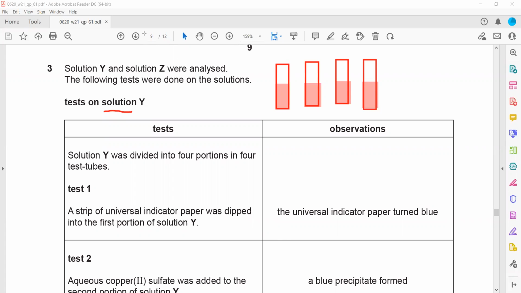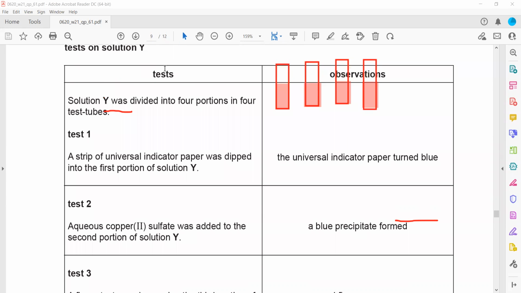The first one, what we did, a strip of universal indicator is dipped. So we use a universal indicator and we identify that the paper turned blue. When the universal indicator paper turns blue, it gives an idea that this is an alkaline solution, as the paper turned blue.